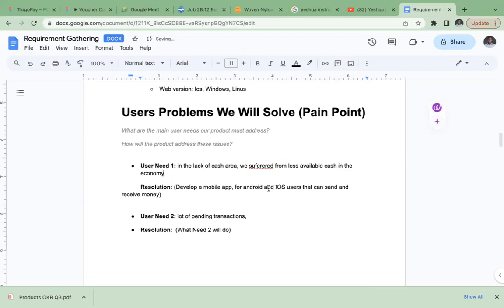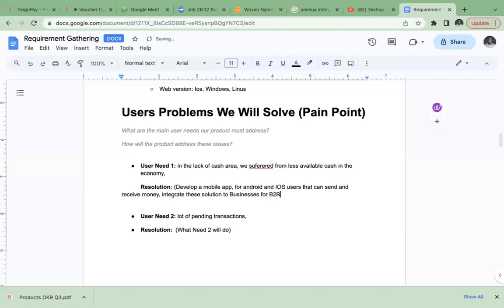Now, what do we want to develop? We want to develop a mobile application for Android and iOS users that you can send and receive money. When cash is available, people can buy and people can sell. So if you solve this, they can send and receive money. The other part is that we can integrate this solution to businesses for B2B. Let me take it out. You understand what I've said? Yes, I understand. Let me leave it there.